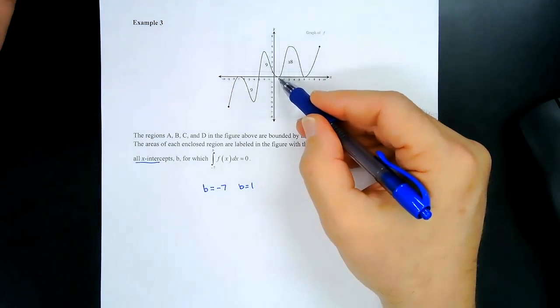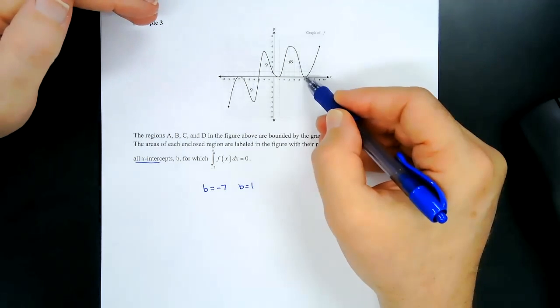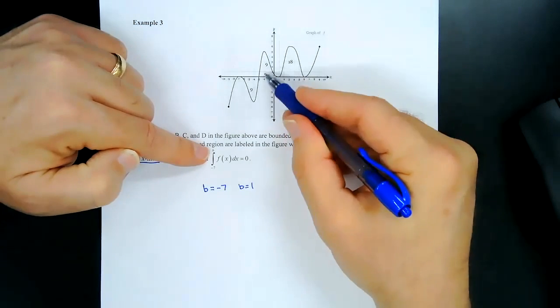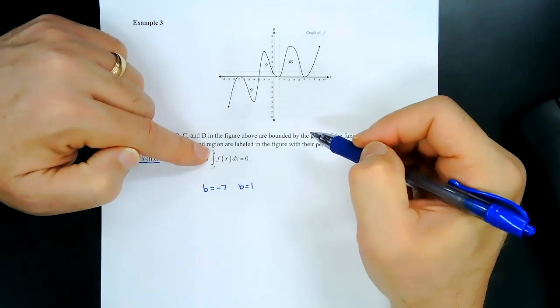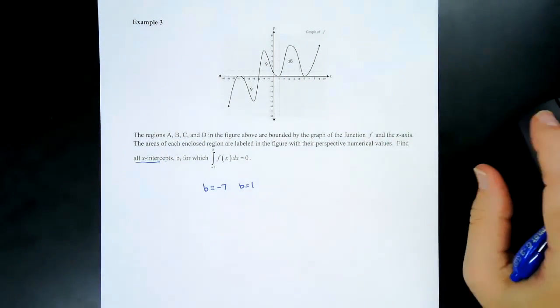So right now we're at an area of 0, and then I'm going to add 18. If I add 18 to that, then this one won't do it for me, right? If I integrate from -7 to 6, these would cancel out, and I'd have an integral of positive 18. Okay, so there's two values: b equals -7 and b equals 1.